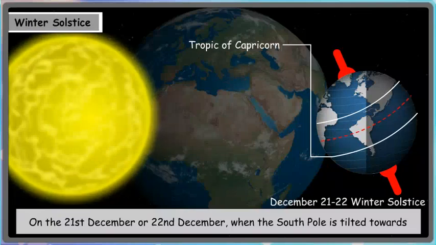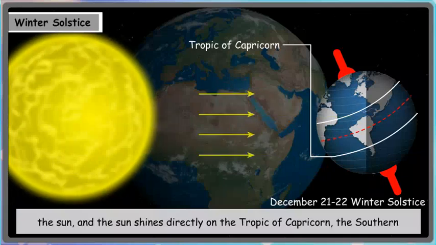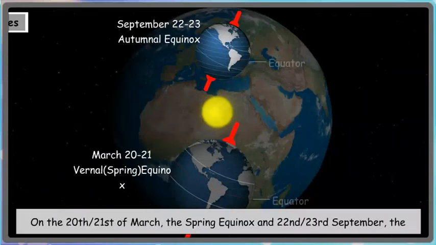Winter solstice. On the 21st December or 22nd December, when the South Pole is tilted towards the Sun and the Sun shines directly on the Tropic of Capricorn, the Southern Hemisphere experiences summer while the Northern Hemisphere experiences winter.